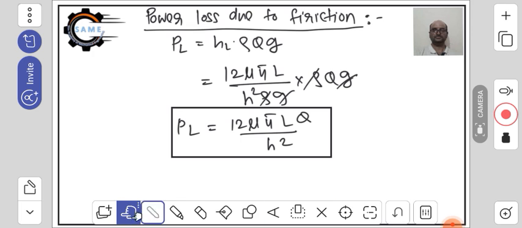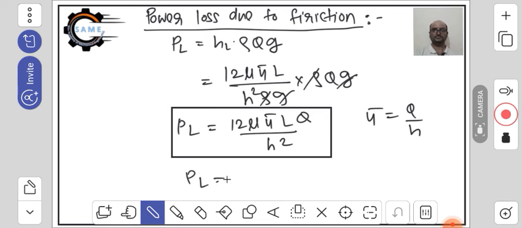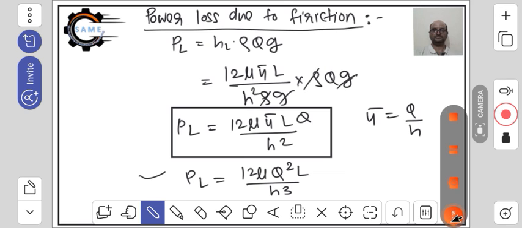One more thing you can write here: you know U bar is Q upon H, right? You can replace this U bar, then you will get the power loss is equal to 12 mu Q square L upon H cube. This formula is also sometimes asked. The average velocity is not given, but if the discharge, length, viscosity and height between the two plates are given, then you can easily calculate the power loss. Okay guys, this is all about power loss due to friction in case of Couette flow.